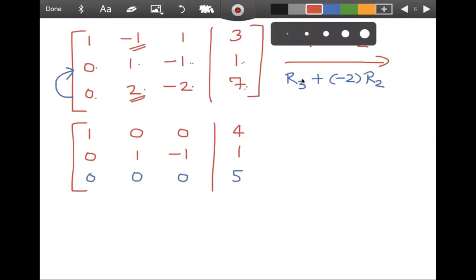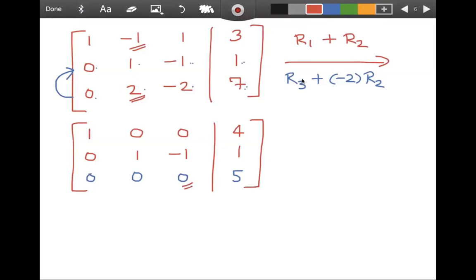All right, and now we are stuck. We can't do anything else in terms of diagonalizing this matrix. For the same reason that we got stuck in the last example, there are no more rows underneath this third row that I could swap to put a non-zero number here. So let's write down the system that this matrix represents.